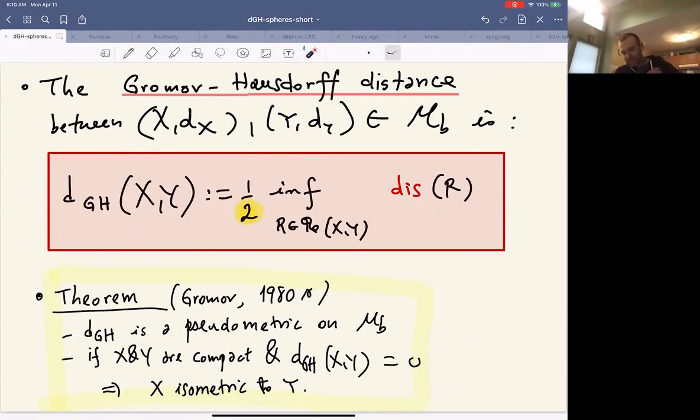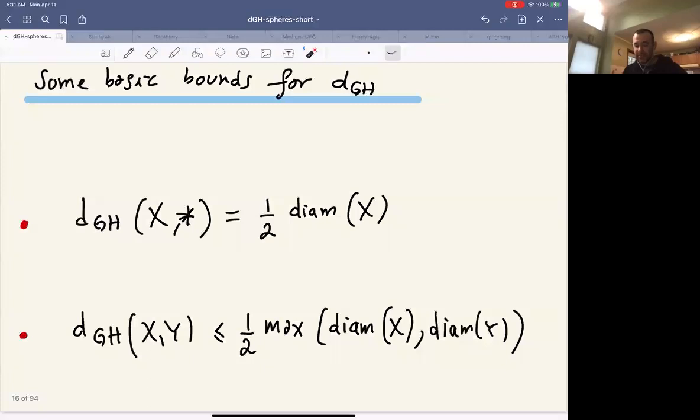The main properties of the d_GH distance are that, first of all, d_GH is a metric on the collection of all bounded metric spaces. This means that it satisfies symmetry and the triangle inequality, and it vanishes if the two spaces are isometric. The reverse implication also holds: if the two spaces are compact and the distance between them is 0, then they're forced to be isometric. So it's a nice distance, a proper distance.